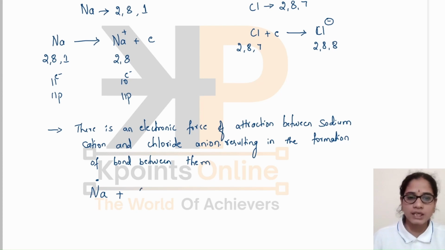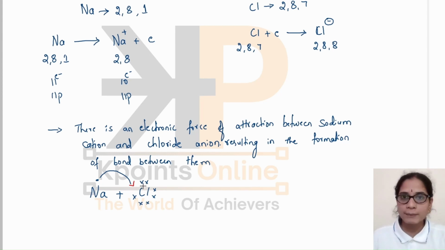This is sodium and this is chlorine, which has 7 electrons in its outermost shell, and sodium has 1 electron in its outermost shell. As we have already learned, sodium loses an electron to form sodium cation, and chlorine gains an electron to form chloride anion.